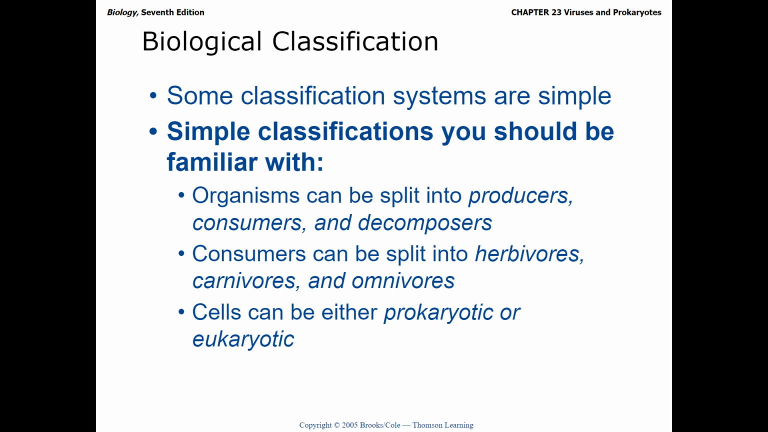Let's look at some ideas of biological classification. Some classification systems are simple, but not all of them are. Here are some simple classification systems you should be familiar with. Organisms can be split into producers, consumers, and decomposers. Consumers can be split into herbivores, carnivores, and omnivores. And cells can be either prokaryotic or eukaryotic, and we'll talk more about each of those.